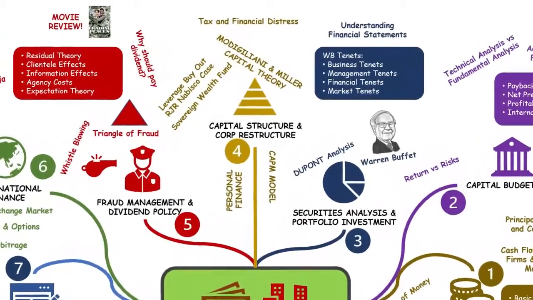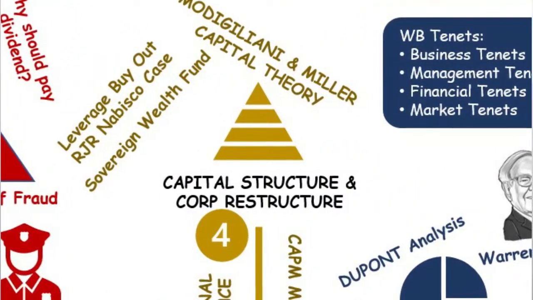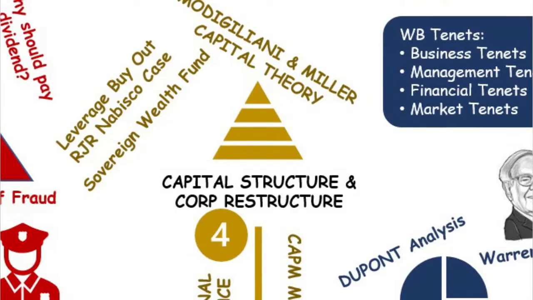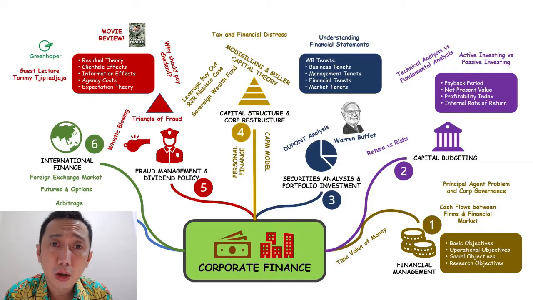And now we move on to capital structure and corporate structures, which is the 4th part of the course. We learn about the CAPM model, or capital asset pricing model, which allows us to understand the risk-free rate and also the market risk premium. And then from those parameters, we would be able to know the estimated return of our investment.